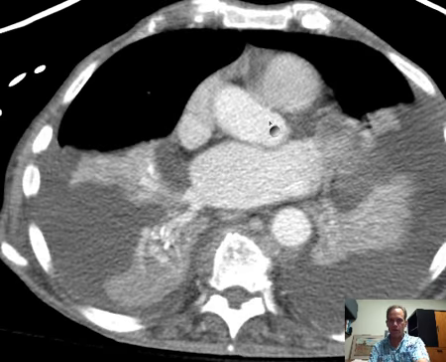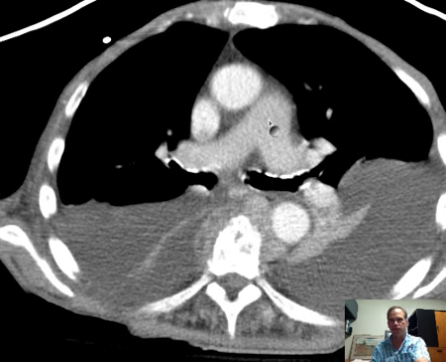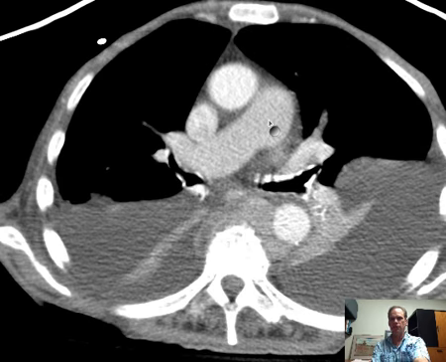Everybody understands the aorta. Very few people, or relatively few people, really have a full appreciation of the pulmonary artery and the right and left main pulmonary arteries.